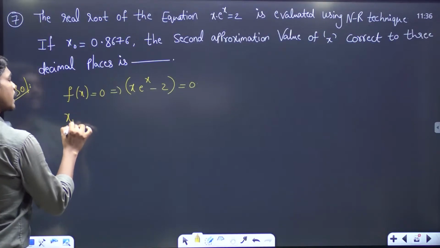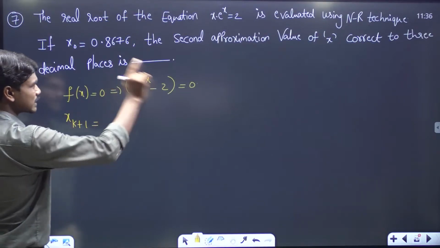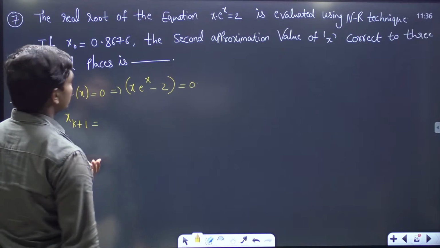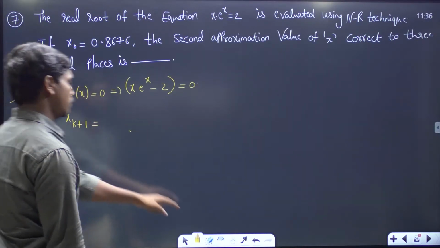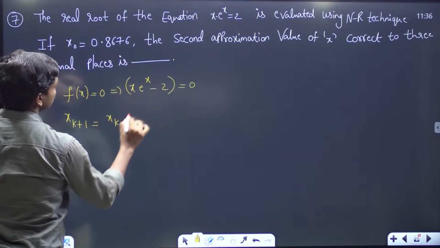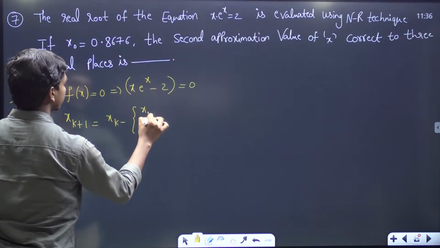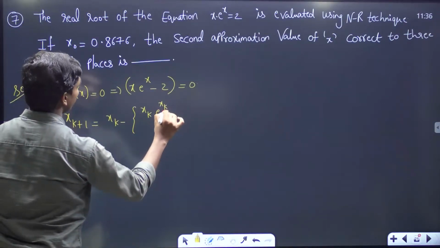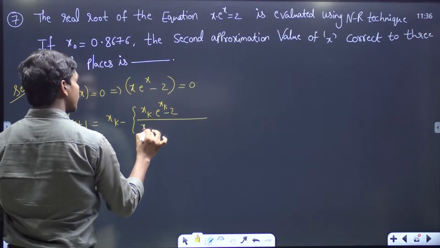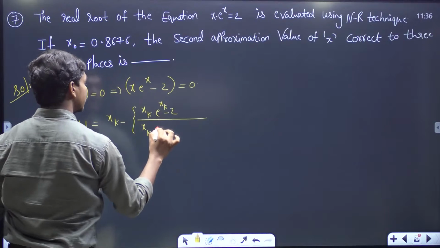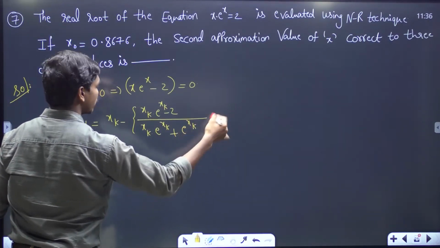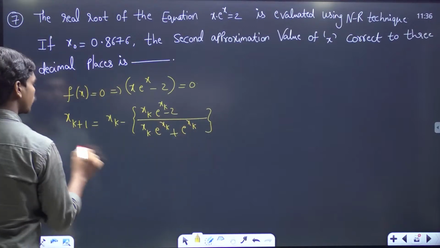So if you apply the Newton-Raphson iteration scheme, even though they are asking for the first iteration, please calculate this value. Write the iteration formula first: x_{k+1} = x_k minus f(x_k) divided by f'(x_k), where f(x_k) is x_k e^{x_k} minus 2. So f'(x_k) is x_k times e^{x_k} plus e^{x_k} times 1, minus 2 gives 0. So this is the iteration formula that we have.